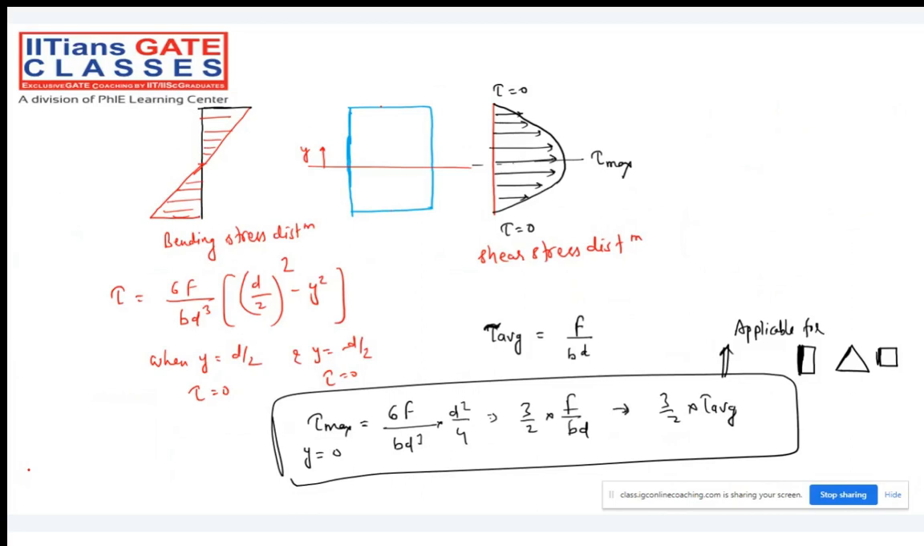That is the average formula we have. What is the average normal stress? Force divided by area, same as what we used to write. Force divided by area only. That means if this were the average distribution, as compared to this one, if I superimpose, tau maximum is 1.5 times this particular value.